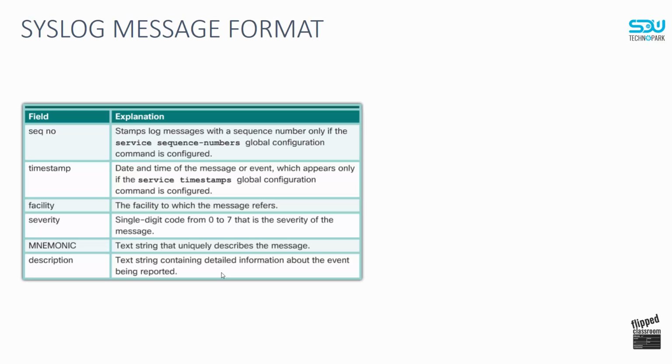Well, what else? Syslog message format. In the syslog message format, we can see the sequence number, which stamps the log message with a sequence number only if the service sequence-numbers global configuration command is configured. It just gives a sequence number for every log. Whereas the timestamp provides the ability so that, if we configure timestamp, each of our logs will be bound with the time and date at which this log was generated.